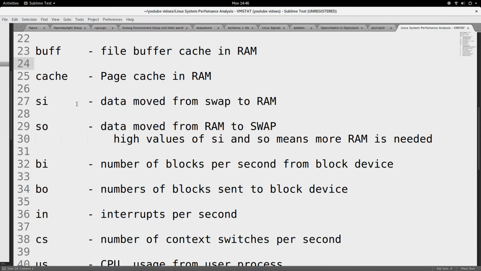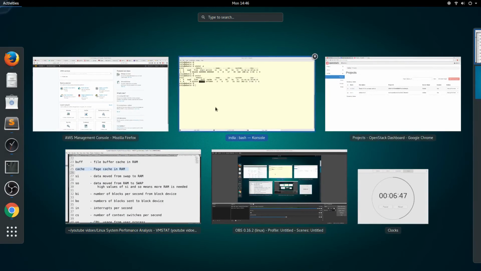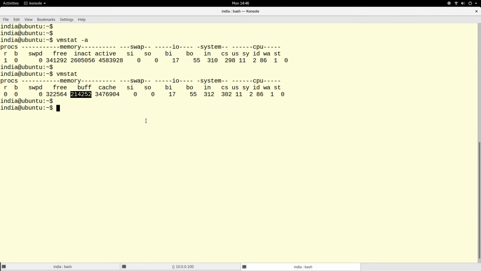The next one is cache. Cache is a page cache in RAM. What does cache mean? Cache is the area of memory where recently used data are kept, because they might be reused very soon. So that is the cache.